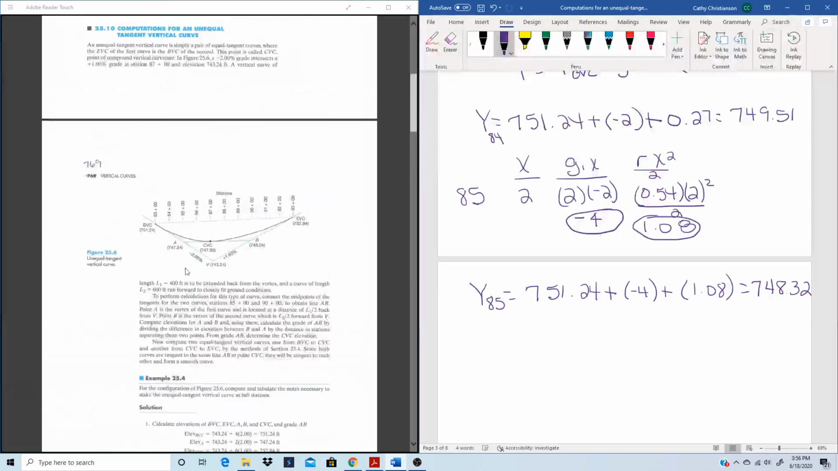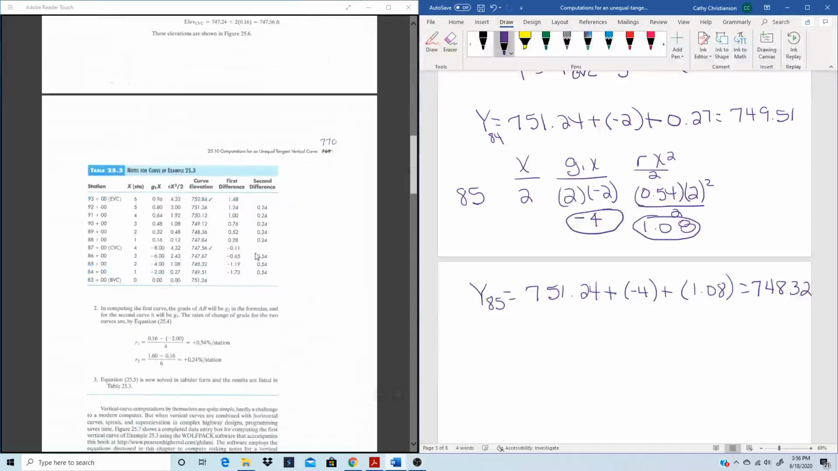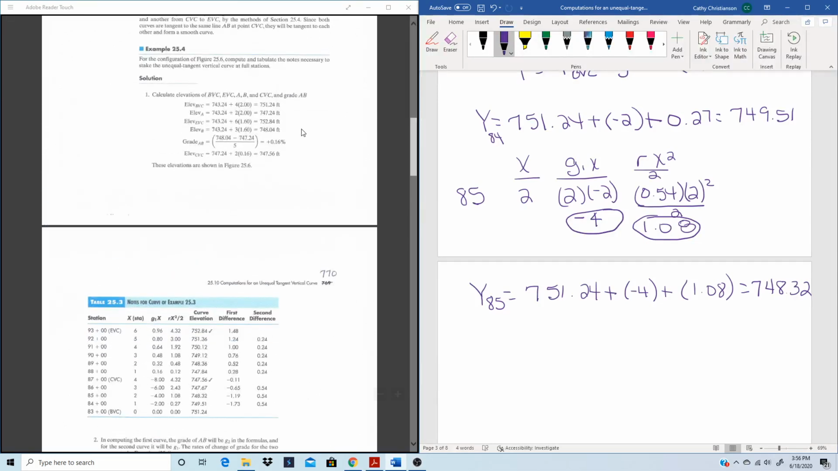So essentially what we're figuring out is what the elevation is on this curve. We want to figure out what that elevation is right there at 84 and 85 that is on this curve. So we're following these curve grades here. And this is how you would solve them. Of course they went on up and they did 86 and then 87. So if you keep all your numbers out, that 87, 747.86, should be what you calculated right here. So if you put everything in.